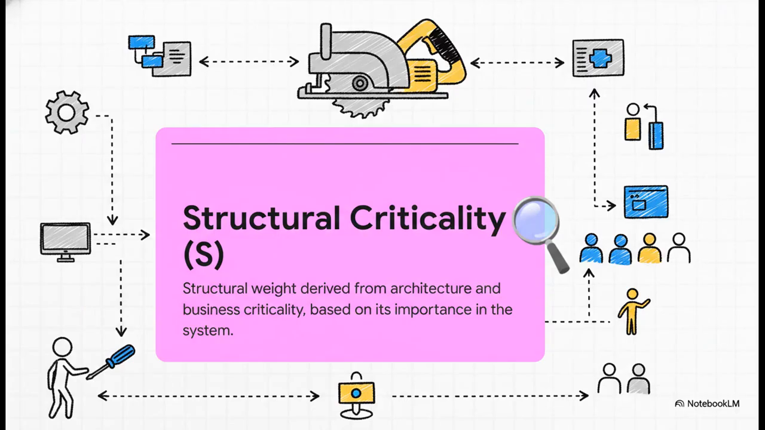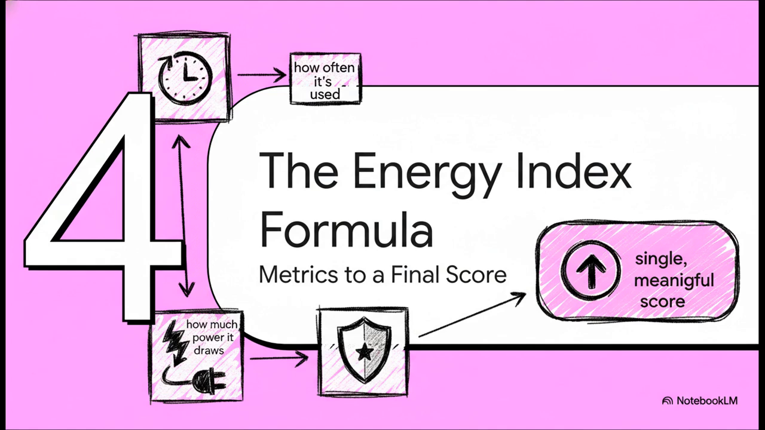And the third piece of this puzzle is structural criticality. This metric is fascinating. It basically asks, how important is this tool to the entire workshop? Is it some rarely used specialized screwdriver, or is it the main power saw that the whole operation completely depends on? In software, this is all about how many other systems rely on this one function to get their jobs done. Okay, so we have our 3 building blocks: activity, how often something runs; intensity, how much power it draws; and criticality, how important it is. Now let's see how they all get combined to create that single, meaningful score.